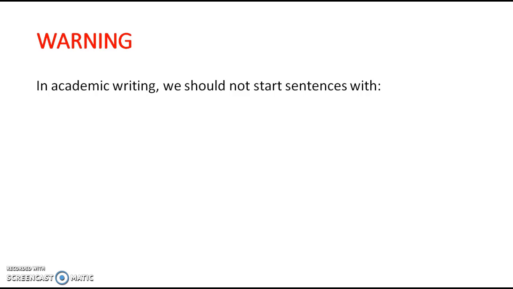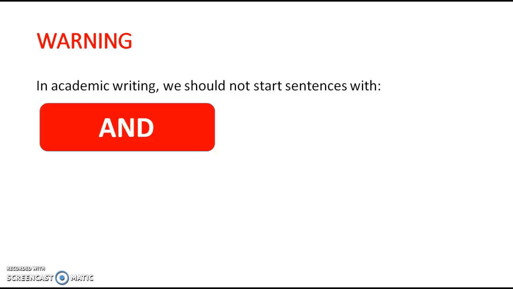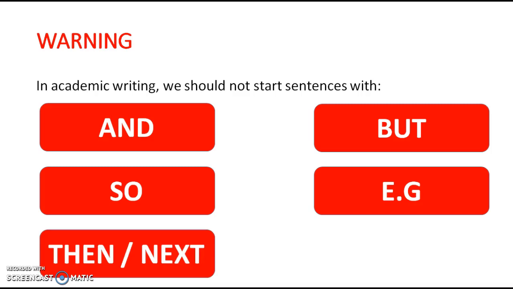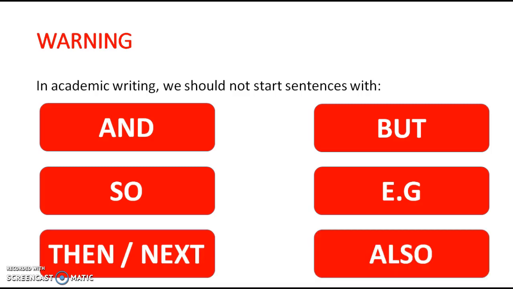So just to reiterate and just as a warning, in academic writing we should not start sentences with "and", "but", "so", "e.g.", "then", "next", and "also". These words are informal in style and they don't show us that we can write in a more sophisticated and academic way.